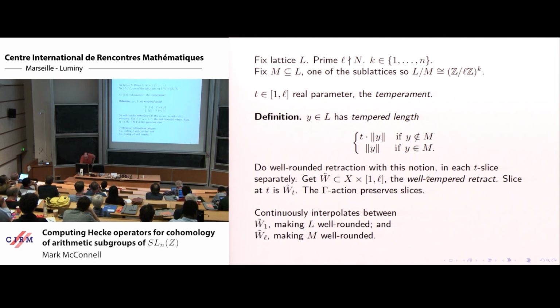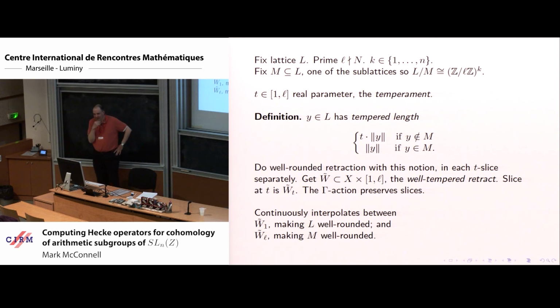So fix one of the sublattices M so that L mod M is Z mod the prime L to the kth power. Okay, so here's the idea. We're going to pick a real parameter, t, greater than or equal to 1, and it's bounded above by the prime L. So t is a real parameter going back and forth, which we call the temperament.